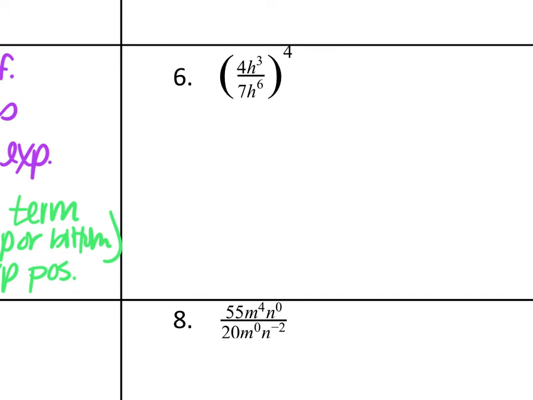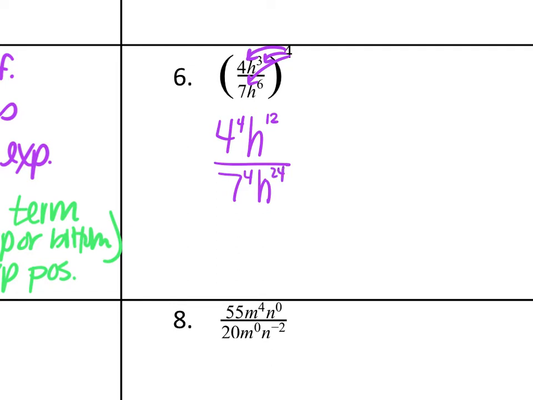Okay, number 6 has a couple things going on. First, we need to do the power of a power here, and it applies to all the top. So 4 to the 4th, multiply the exponents. So 3 times 4 is 12. And then also to the bottom. So 7 to the 4th, h to the 6 times 4 is 24.